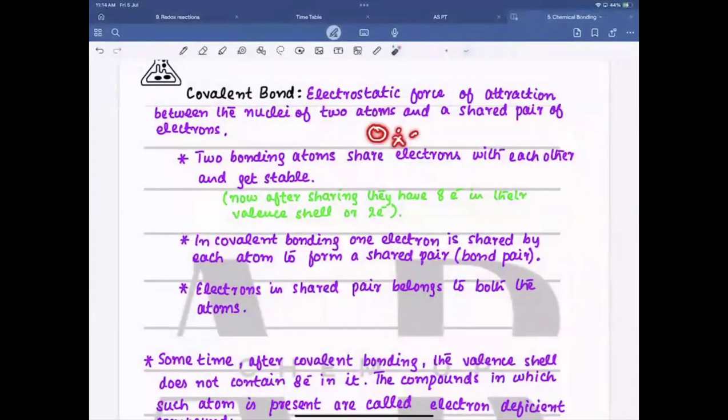Okay, so see like this. For example, I was telling you this example. So see this, this is a pair of electrons which is shared between these two. So this pair of electrons is attracted by the nucleus of this hydrogen and this oxygen both. So that's what it says, the electrostatic force of attraction between the nuclei of two atoms and a shared pair of electrons. Is this understandable? Yes, sir.